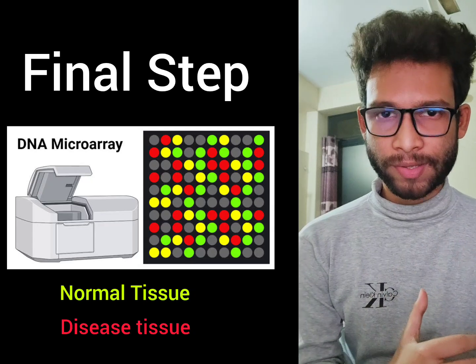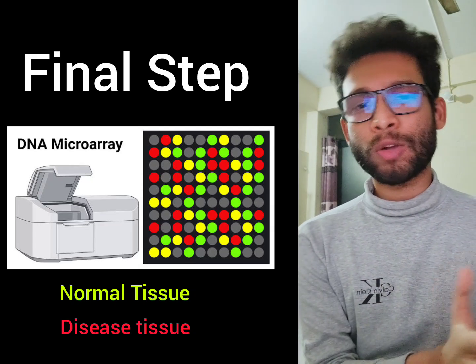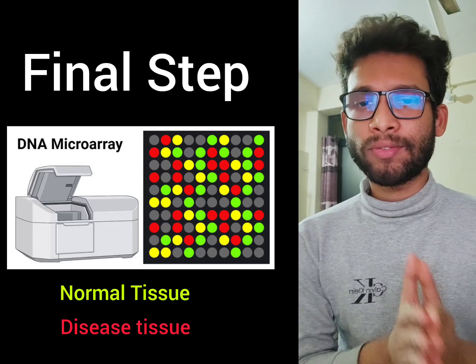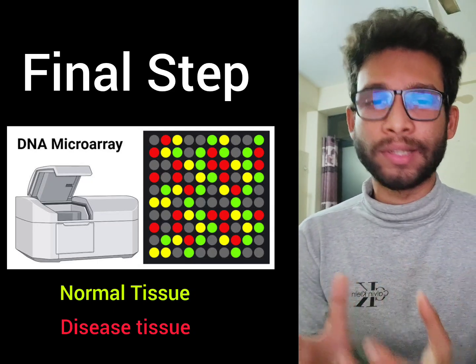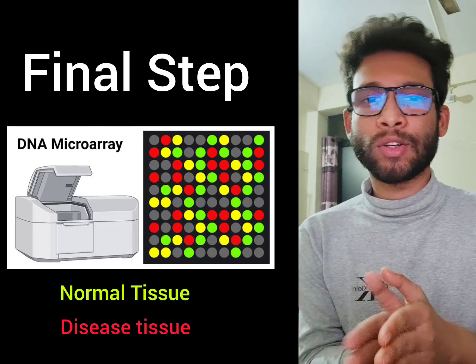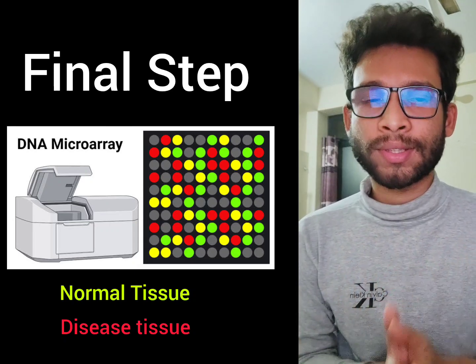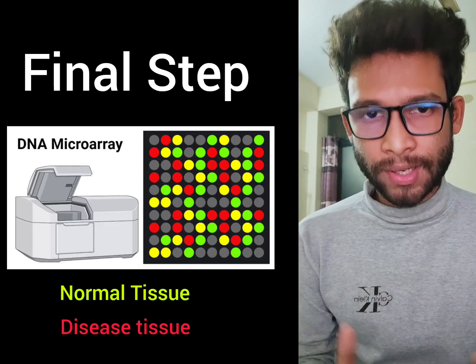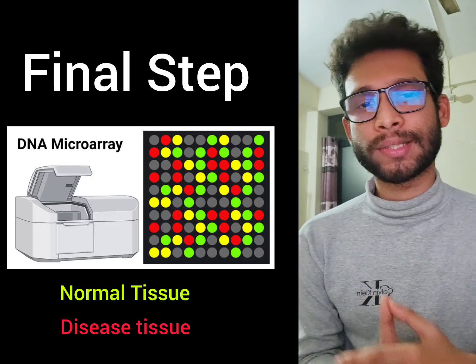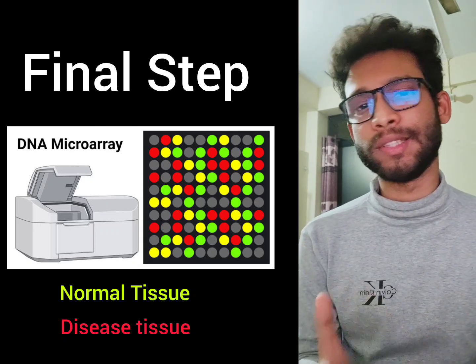is highly expressed in normal tissue, whereas in the disease tissue, it is not much expressed. If the color is red, we can say that the gene is overexpressed in disease tissue, whereas in normal tissue, it is not like that. So this is the difference. If the color is yellow, we can say that the gene is equally expressed. And in the case of black, we can say that no gene is expressed in either normal tissue or disease tissue.